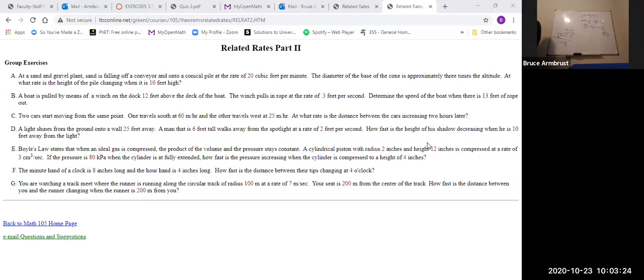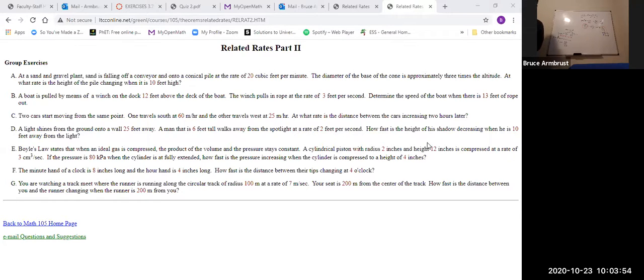Now, it's also giving us a rate of change. Look in the first sentence. It says that the sand is falling off a conveyor onto a pile at a rate of 20 cubic feet per minute. Okay, so they gave us a rate of change. You see the word rate. It's falling at a rate of. Okay, so that's a rate of change.